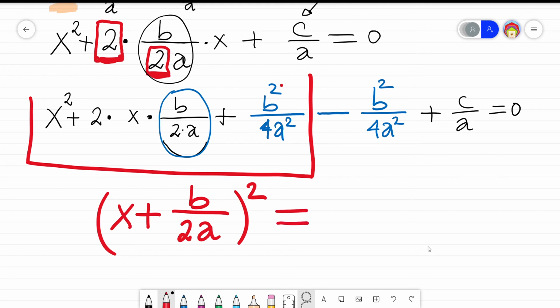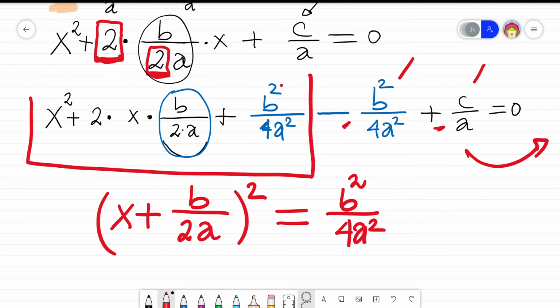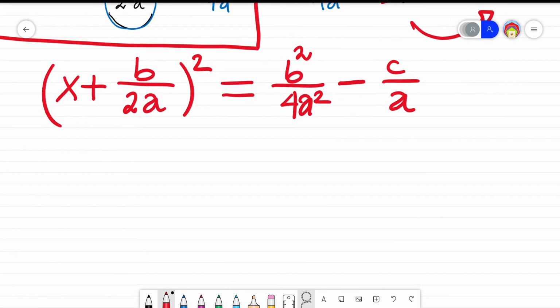Now, equals. These things I'm going to place into the other side. The only thing to care about is the sign. So this guy goes into the other side with a plus, no problem. And this other one goes into the other side with a minus. There it is.